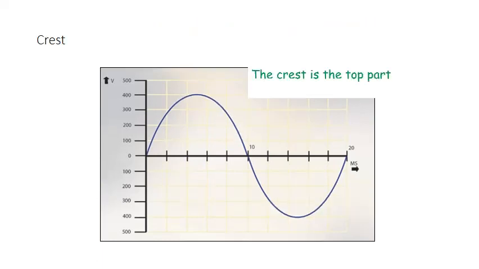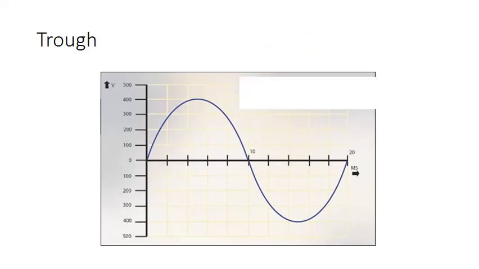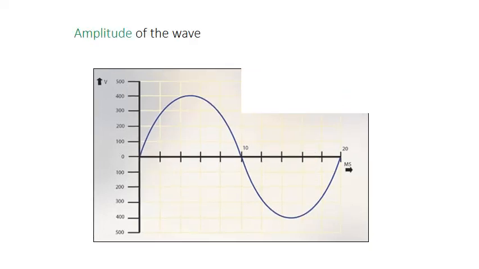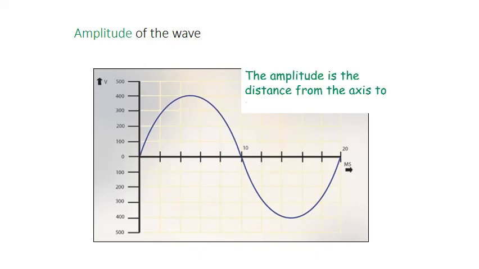The crest is the top part of the wave, sometimes also called the peak. Either is okay. The trough is the bottom part of the wave. The amplitude of the wave is the height of the wave from the axis, from the middle to the crest, or from the axis to the trough. If you're indicating on a diagram, make sure your line covers all that distance.